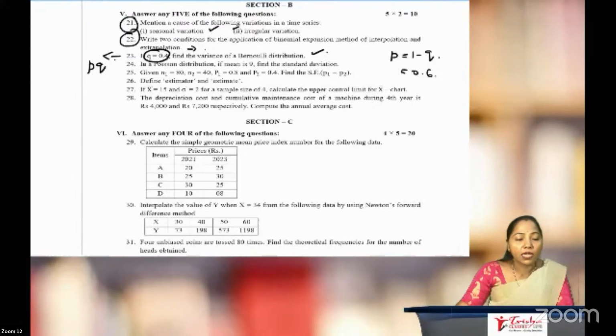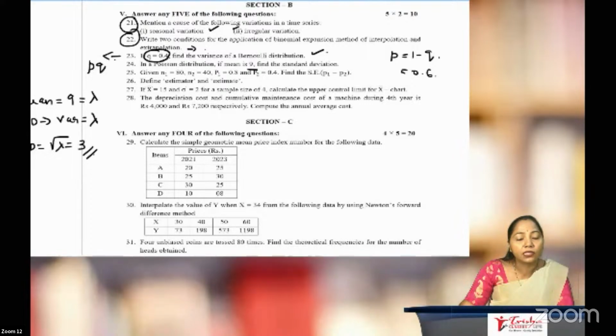Question number 24 is again from theoretical distribution. In a Poisson distribution, if mean is 9, find the standard deviation. Mean is lambda. For Poisson distribution, variance is also equal to lambda. So standard deviation is root variance, root lambda, root 9 is 3. One more question: name the distribution for which variance and mean are equal. Your answer will be Poisson distribution.